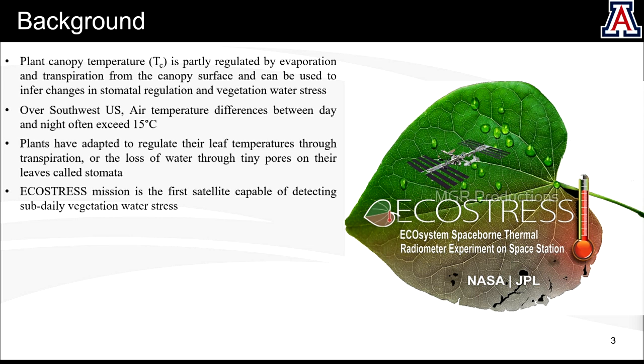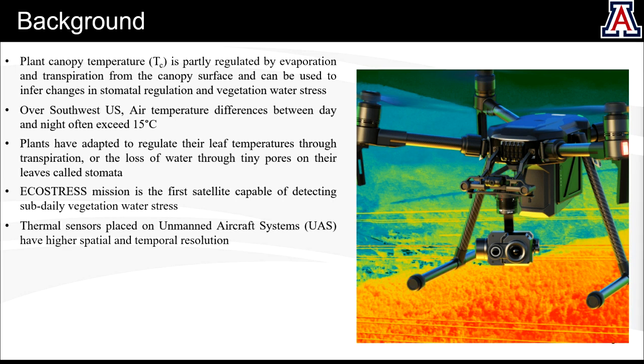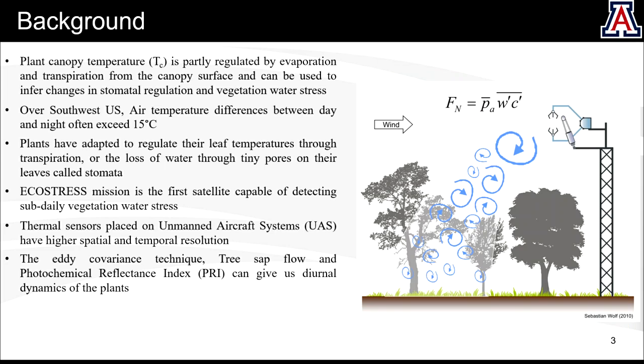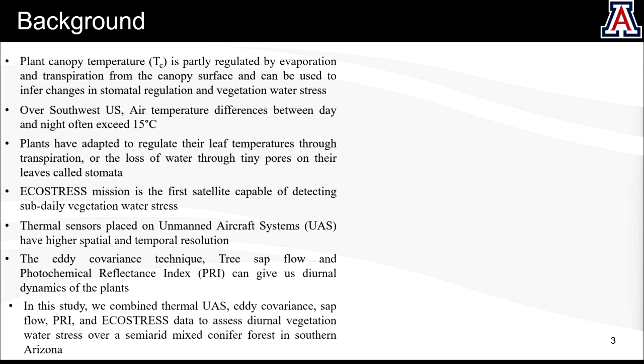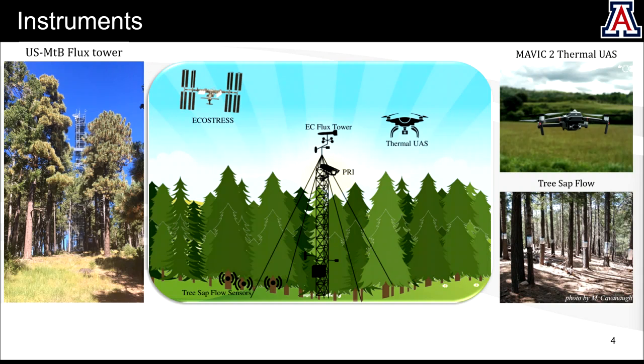The ECOSTRESS mission is the first satellite capable of detecting sub-daily vegetation water storage, but thermal sensors placed on Unmanned Aircraft Systems (UAS) have higher spatial and temporal resolution. Besides that, the eddy covariance technique, tree sap flow, and photochemical reflectance index (PRI) can give us diurnal dynamics of the plants. In this study, we combine thermal UAS, eddy covariance, sap flow, PRI, and ECOSTRESS data to assess diurnal vegetation water source over a semi-arid mixed conifer forest site in southern Arizona.